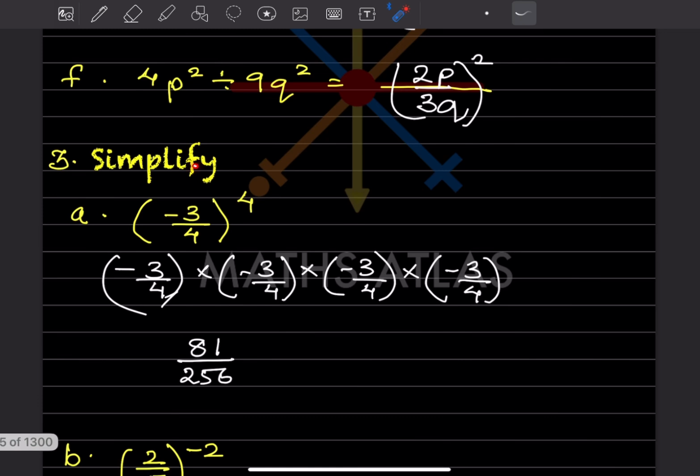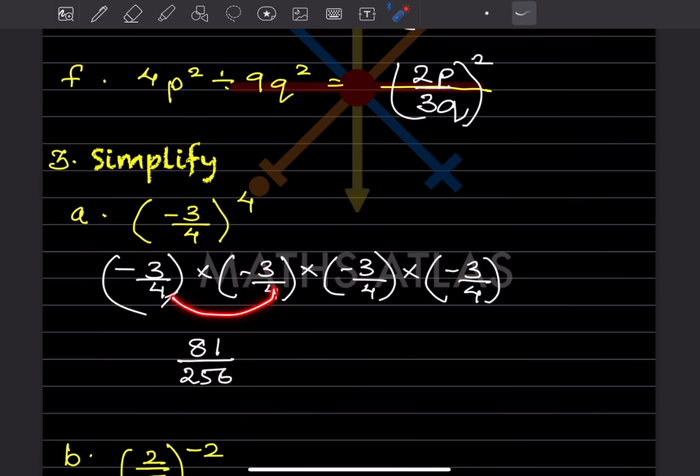So now here you have to simplify minus 3 raised to 4 by 4 raised to 4. So this you are going to multiply 4 times. So 3 3s are 9, 9 3s are 27, 27 3s are 81. And these are 4 times means this is an even number, that is always going to be plus.